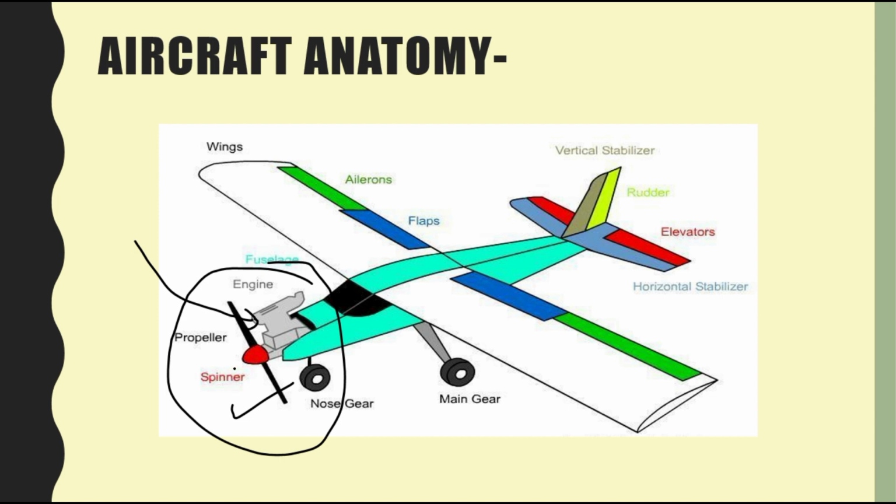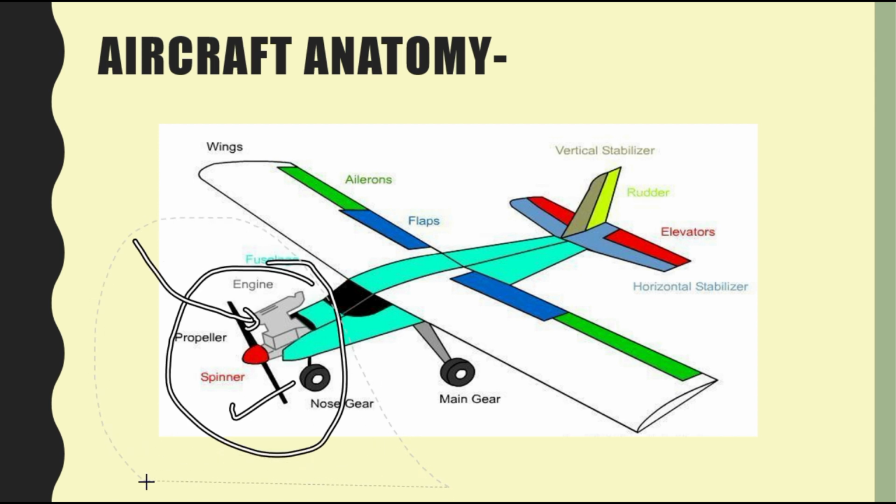Now the engine may be powered by batteries if it is an electric motor, or it will be powered by fuel if it is an engine. In RC aeroplanes, LiPo batteries or Li-ion batteries are used for this purpose if an electric motor is used. In the case of engines, we use methyl alcohol as a fuel. So this is about engines.